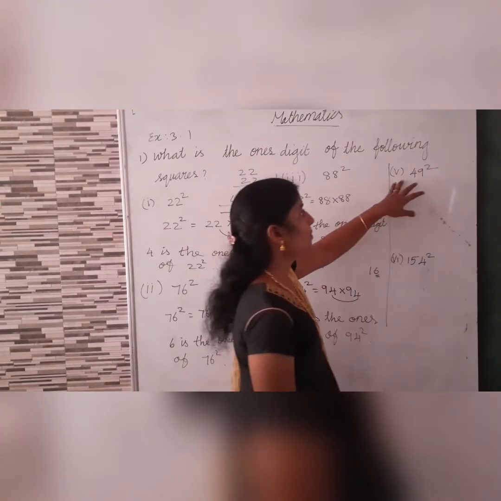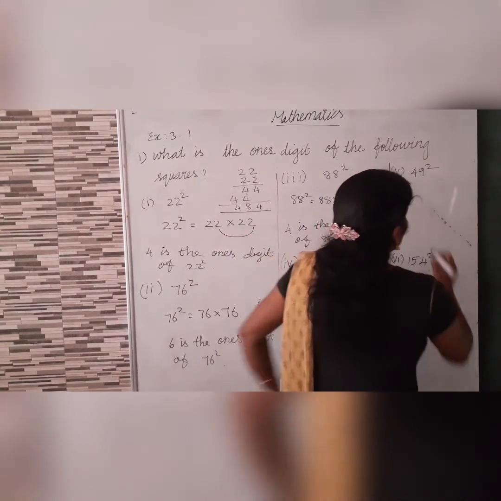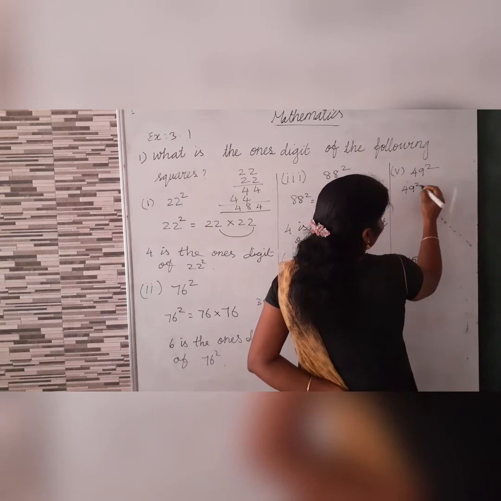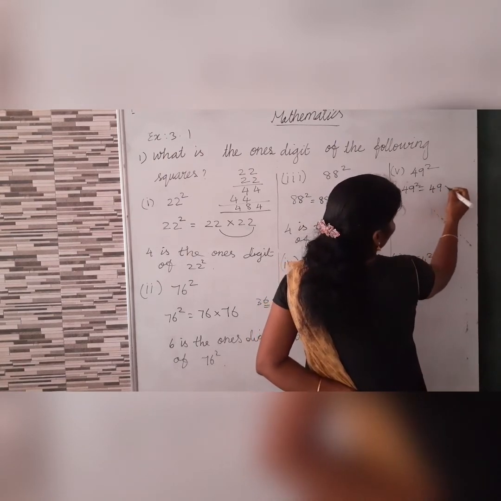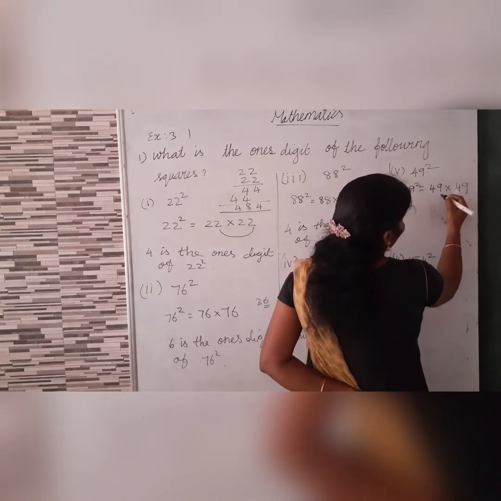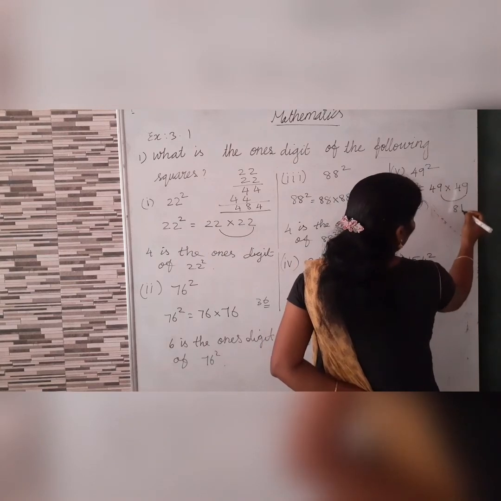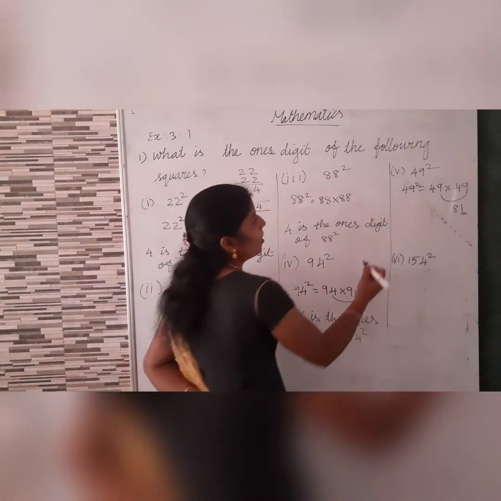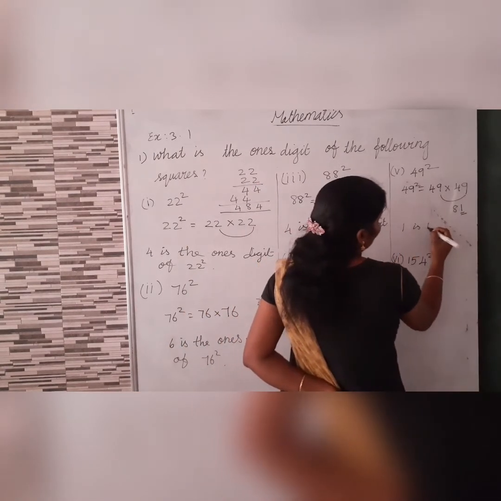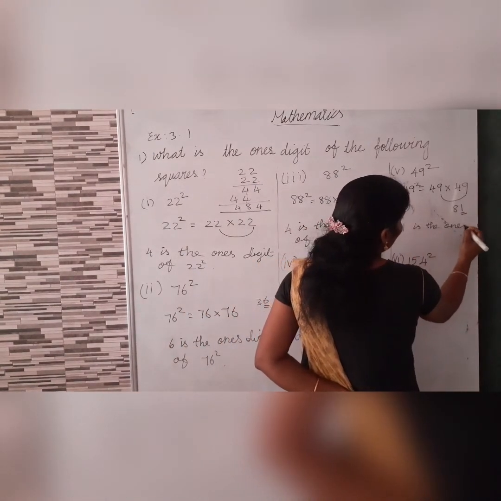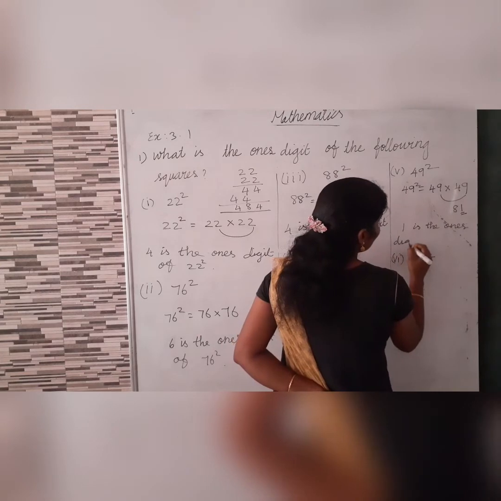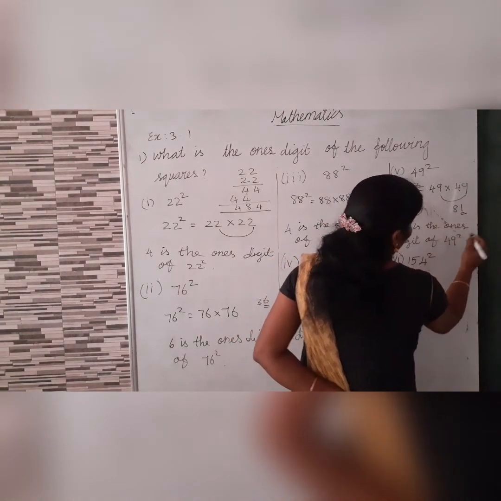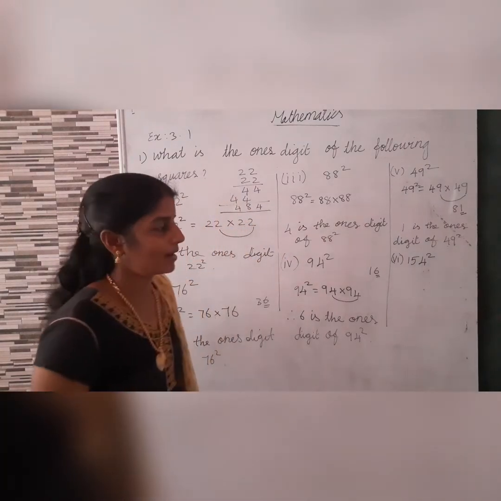Then next, fifth one, 49 square. 49 square is equal to 49 into 49. 9 9s are 81. Here we have, which is the ones place? 1. So 1 is the ones digit of 49 square. Okay.